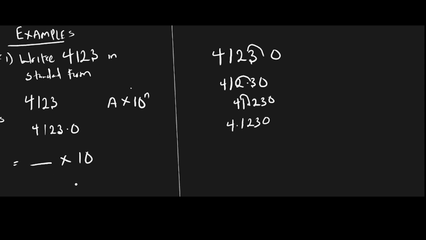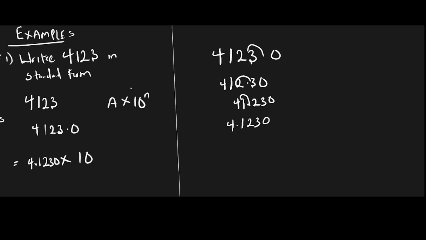That means here is going to be 4.1230. We have our decimal point here. Now, how do we fix our n? If we check, this is what we have initially, 4123.0.